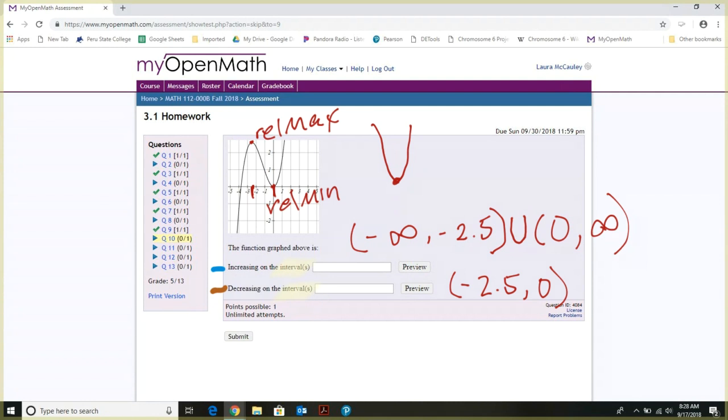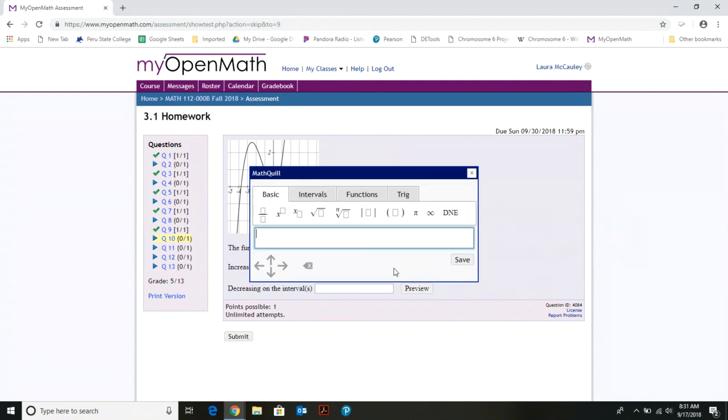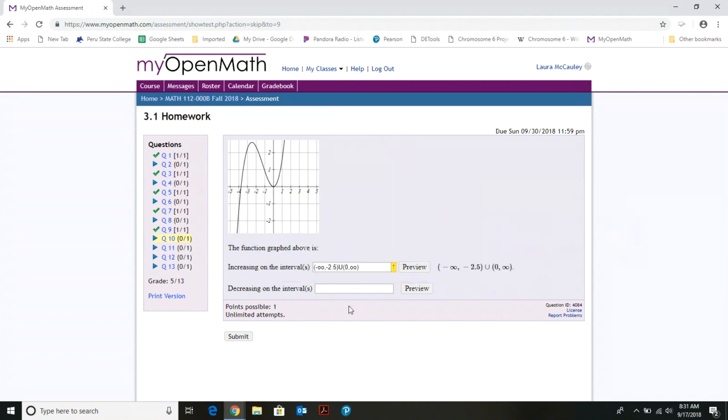All right, so let's put this in, and let's see, we should have the union symbol. I wonder if it's in here. There it is, intervals, you see that? I'm going to want parentheses, and so remember we had negative infinity on the left. Now I'm just going to use the right arrow key to move over, and we were going up to negative 2.5. Now I'm going to use the union symbol, see it right there? And then we had more parentheses, so remember it went from 0. I used the right arrow to move over, and to infinity. So there's my first one.